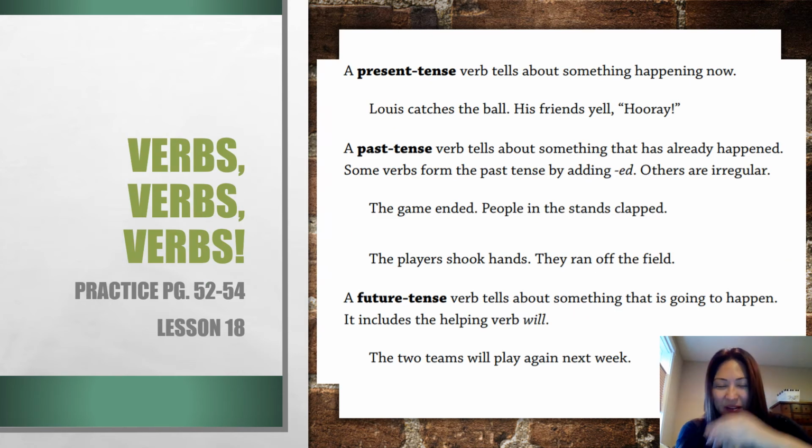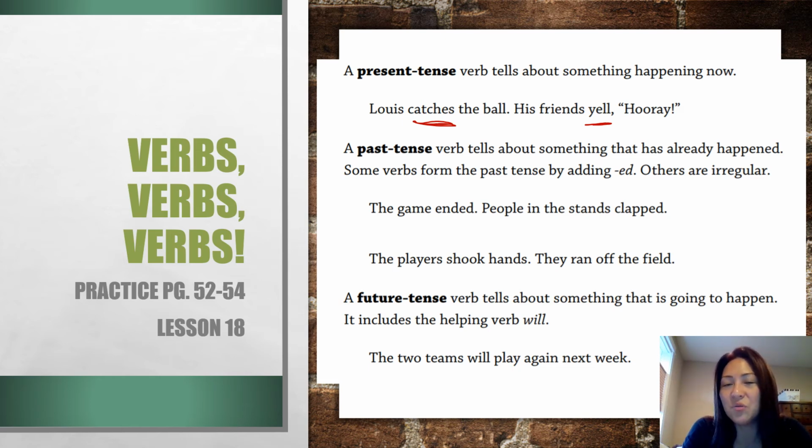The last part we've talked about in verbs is verb tense. There's a present tense, a past tense, and a future tense. Those three things. Sorry, I'm doing it off camera like that's helpful, Miss Lee. Come on. The present tense verb tells about something happening right now. So Lewis catches the ball. His friends yell, hooray. Lewis was doing it right at that moment, and his friends were yelling right at that moment. Past tense verbs tell about something that has already passed, already happened.